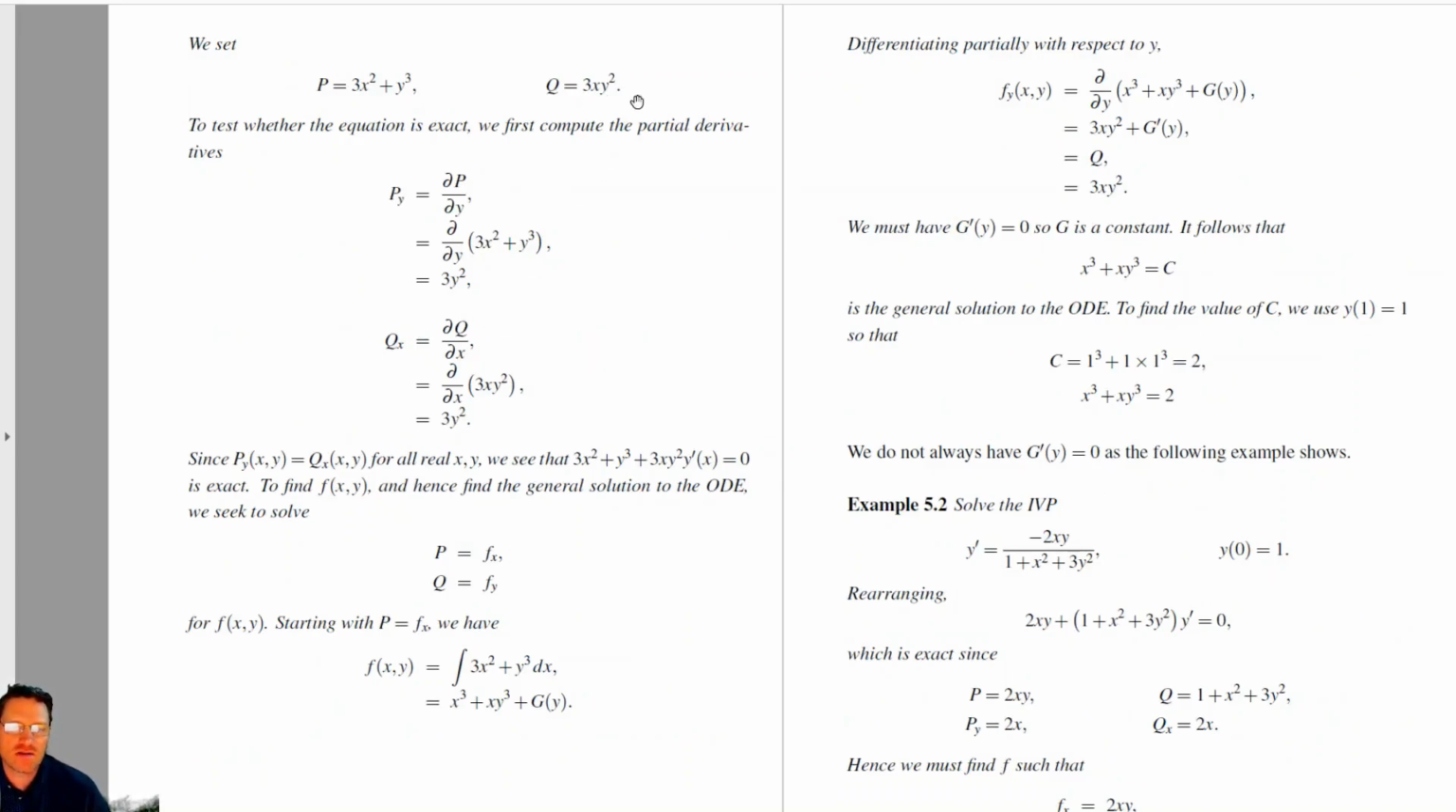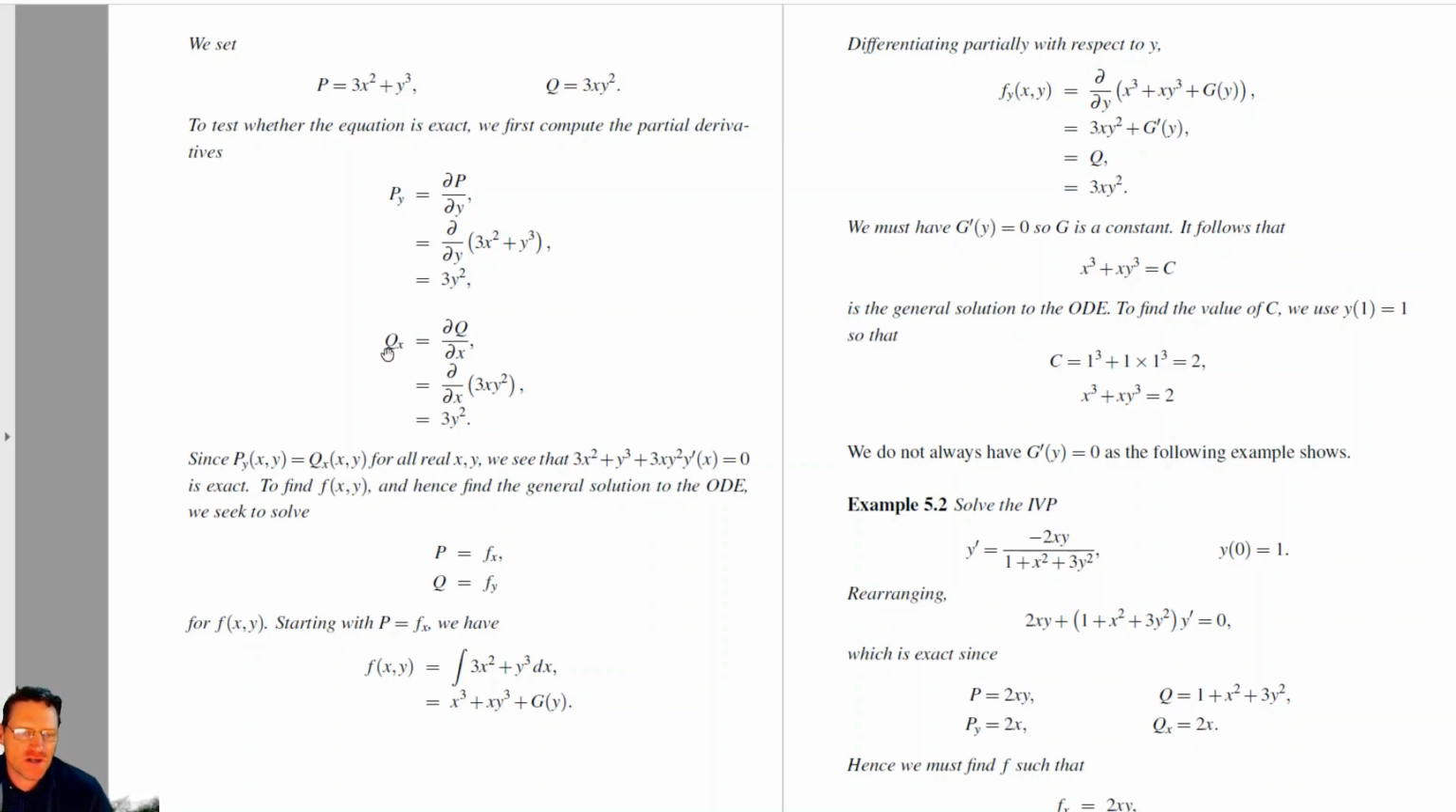Now we want to test whether the equation is exact. So we calculate partial derivatives. So we take the partial derivative of p with respect to y. Okay, so that means we're treating x as if it's a constant. So the partial derivative of a constant is 0. So partial derivative of 3x squared with respect to y is 0. And then we move over and differentiate y cubed with respect to y partially, but that's the same as the ordinary derivative of y cubed because we only have a y there. So that's just 3y squared.